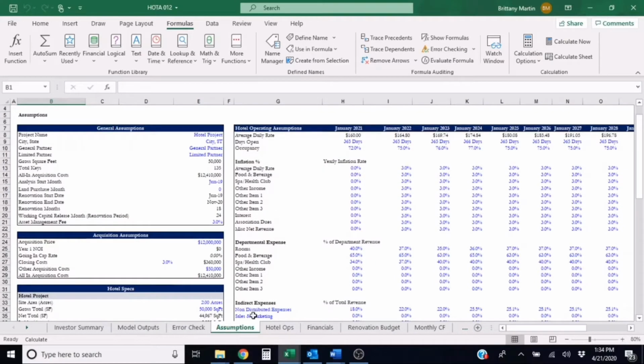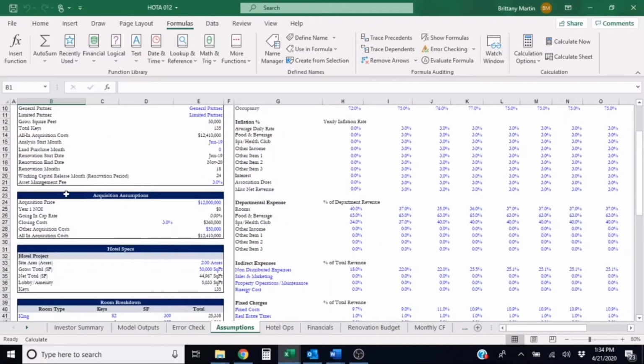I'm on the Assumptions tab, and if I go down to the Acquisition Assumptions box here, you'll see that there's a line item for closing costs. You can enter a percentage here, and it gives you the closing cost number. Typically, closing costs are around 2 to 5% of the purchase price for a buyer. Here 3% is entered, and this takes 3% of the purchase price, which gives you a result of $360,000 in closing costs.